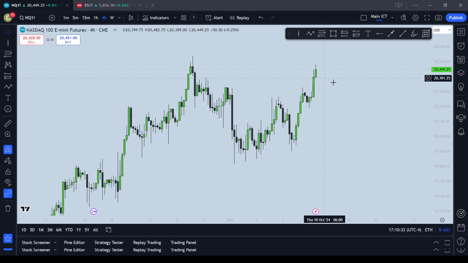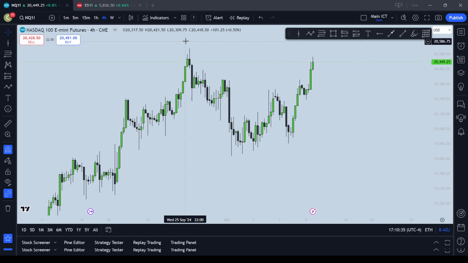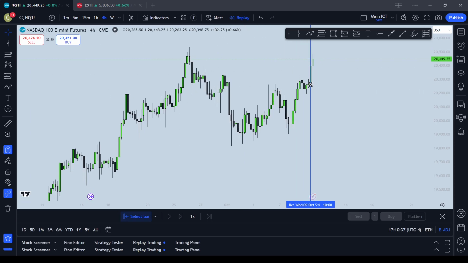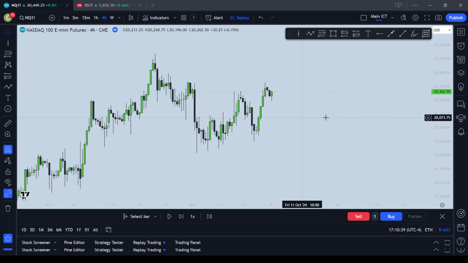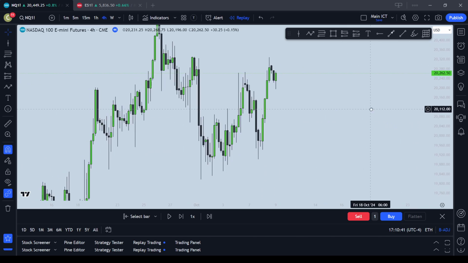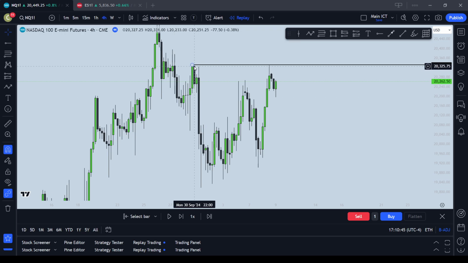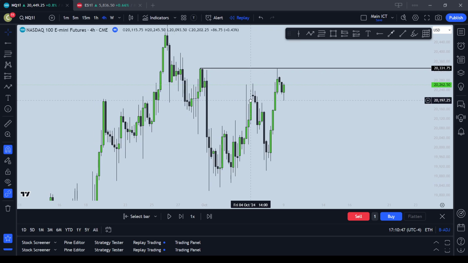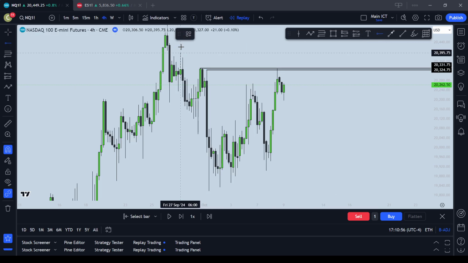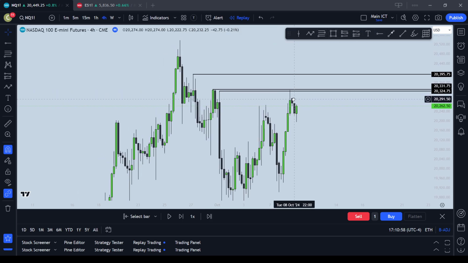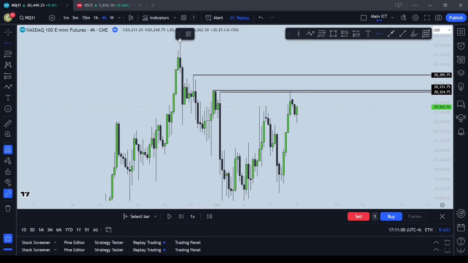Anyways, coming into today, here's what I saw when I woke up this morning. And when I woke up, I immediately thought I am taking a long today for a couple reasons. Buy side liquidity here, you have equal highs right there. You also have this liquidity here, you have relative equal highs. You also have liquidity up here, and you also have liquidity up here.